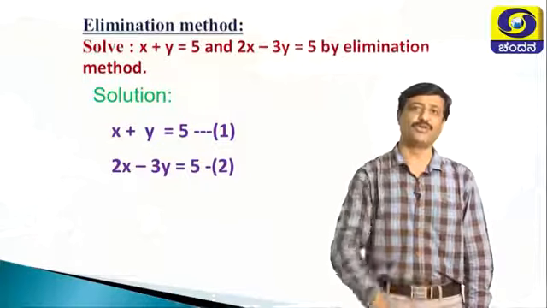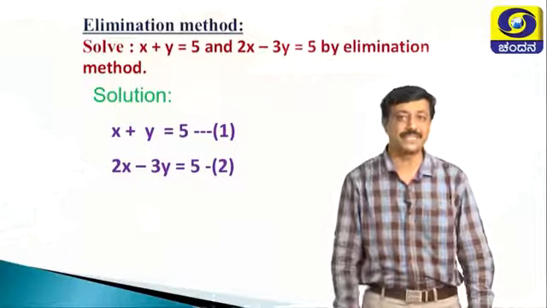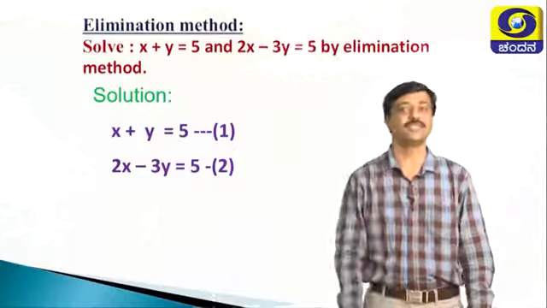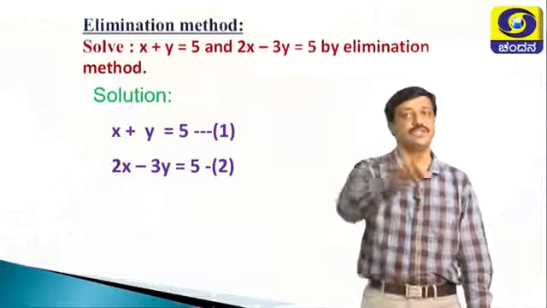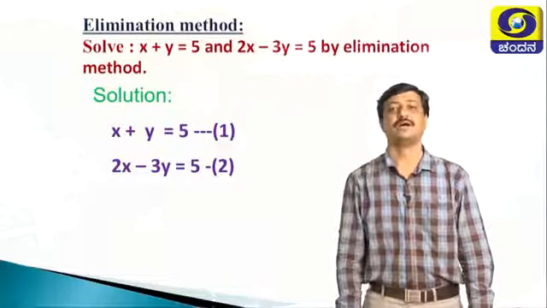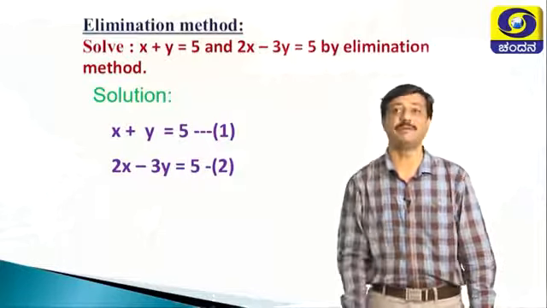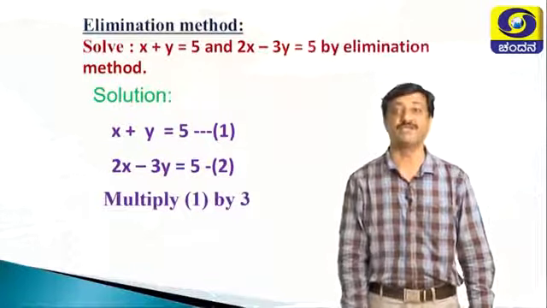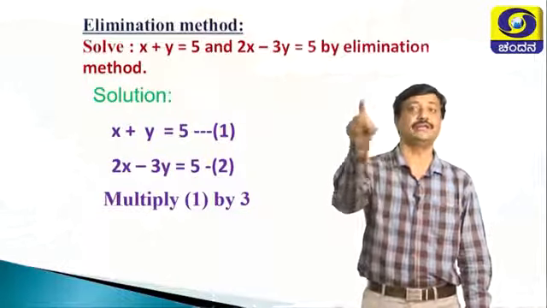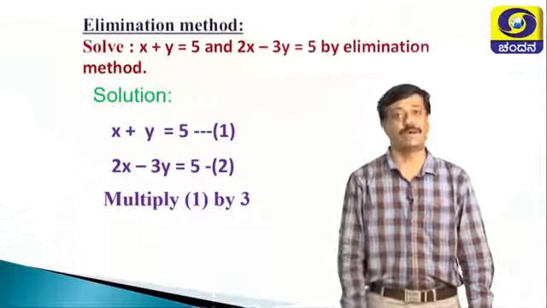Just compare the coefficients of both the variables. In the first equation, the coefficient of x is 1, in the second equation, the coefficient of x is 2. The coefficients are not equal. In the same way, the y coefficients are also not equal. Now, we are going to make them equal. This can be done by multiplying equation 1 by 3. Now, we have to multiply equation 1 by 3.